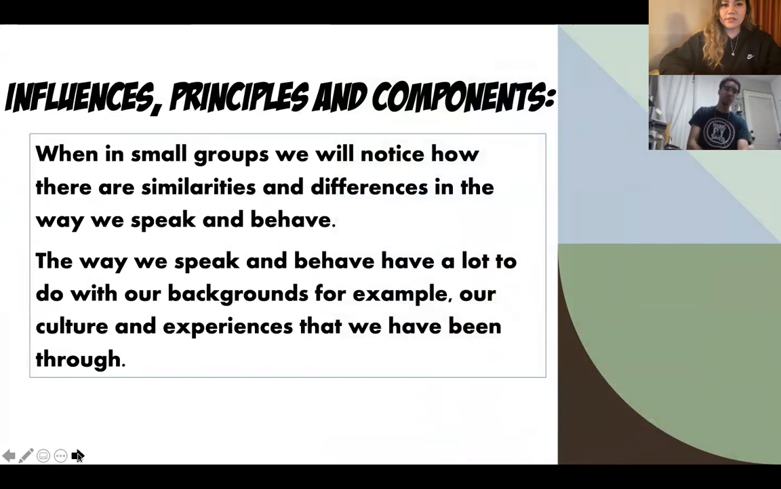The influences, principles, and components of communication accommodation theory is that when in small groups, we will notice how there are similarities and differences in the way we speak and behave. The way we speak and behave have a lot to do with our backgrounds. For example, our cultural backgrounds and experience that we've gone through throughout our lives.